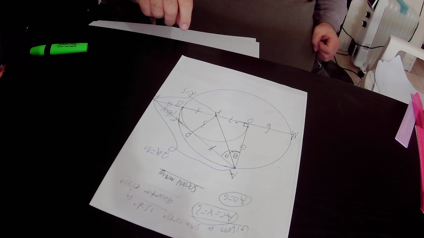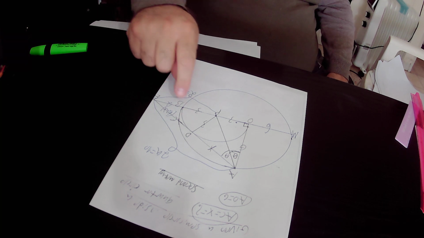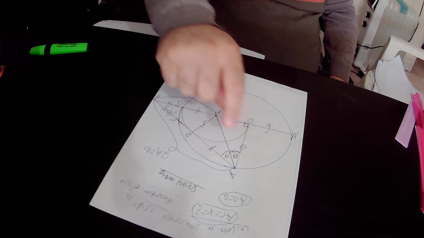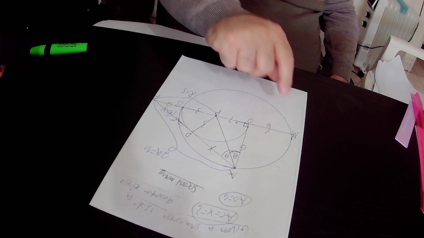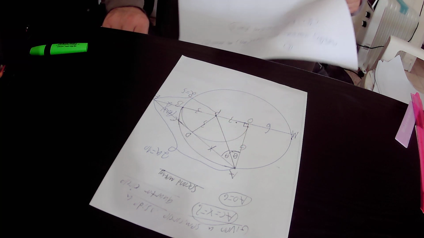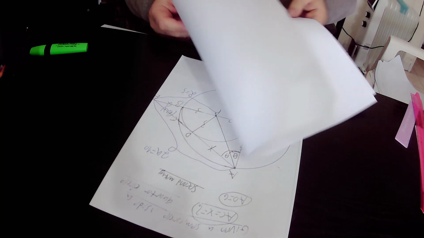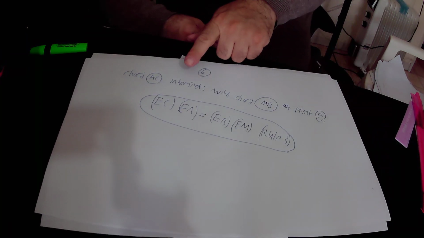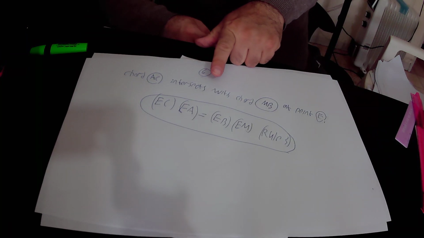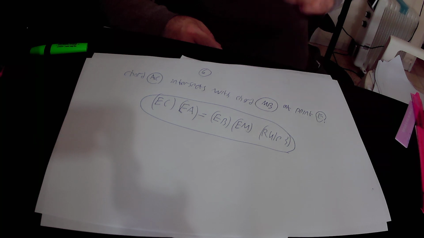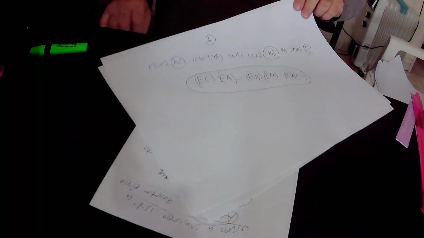I repeat again, according to rule number 3, EC times EA equals EB times EM. Here, according to rule number 3, EC times EA equals EB times EM. Okay?